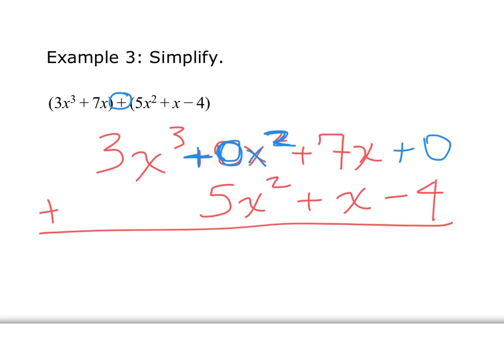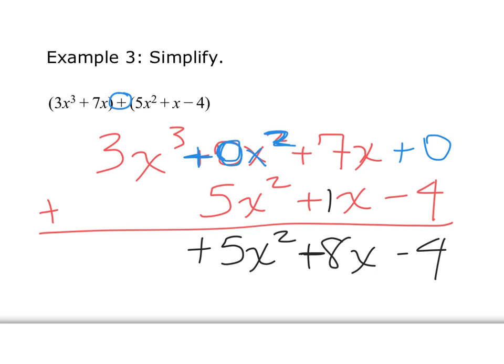All right, so what is 0 minus 4? 0 minus 4 is negative 4. Very good. 7x plus 1x is 8x. And 0x squared plus 5x squared is 5x squared. And then 3x cubed plus 0x cubed is 3x cubed.